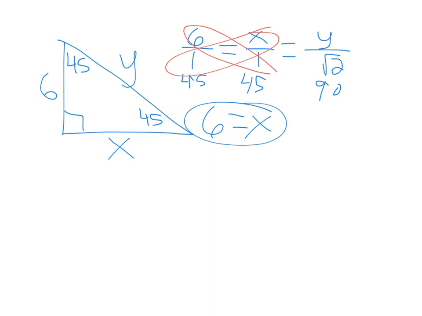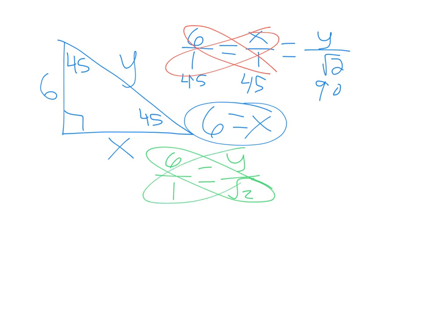I can do the same with the outer two. Let me write that down again. We got 6 over 1 equals y over root 2. I can cross multiply these two, and I'm going to get 6 root 2 equals 1y, or just y. And there's my solution. Awesome. Sometimes they get a little more tricky, though. We'll do that in the next problem.